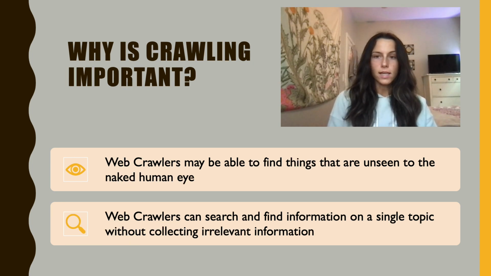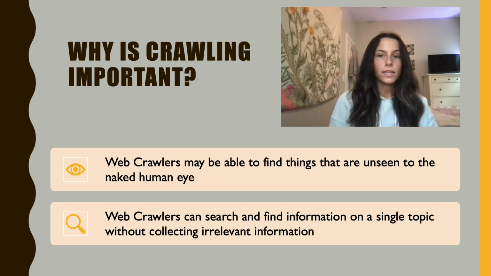The purpose of this slide is to conclude the importance of crawling the web. An additional importance is that web crawlers may be able to find things that are unseen to the naked human eye. Since it is a computer automated program, the crawler is systematically able to search and find in a way unlike a human could. Also, web crawlers can search and find information on a single topic without collecting irrelevant information. With the given parameters and seeds, the crawler looks only for URLs or files pertaining to the topic at hand.